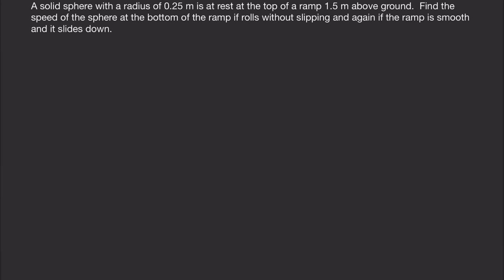In the last problem, we have a solid sphere with a radius of 0.25 meters that is at rest at the top of a ramp 1.5 meters above the ground. Find the speed of the sphere at the bottom of the ramp if it rolls without slipping, and again if the ramp is smooth and it slides down.